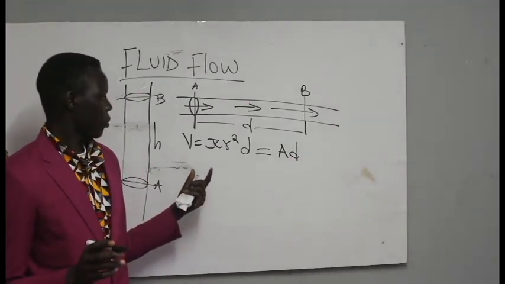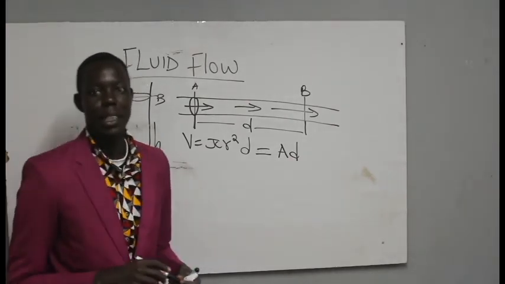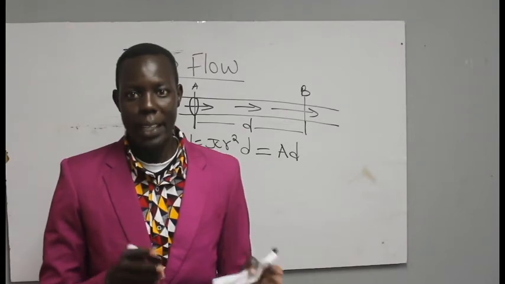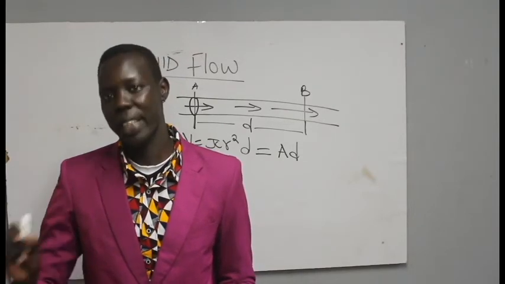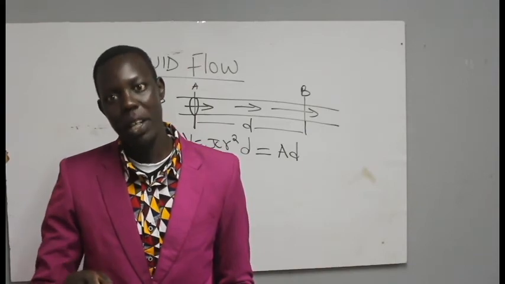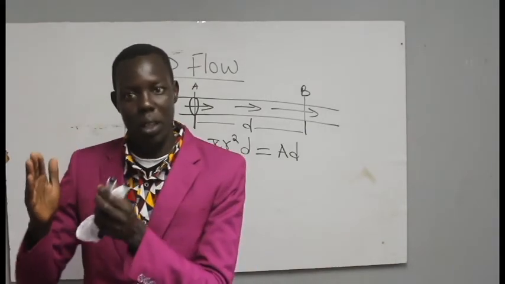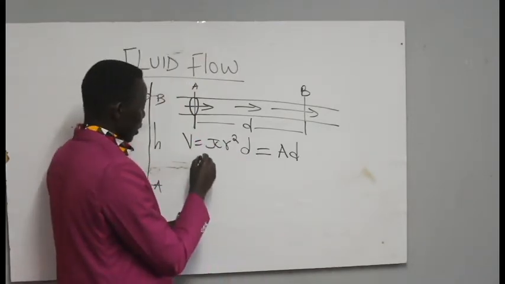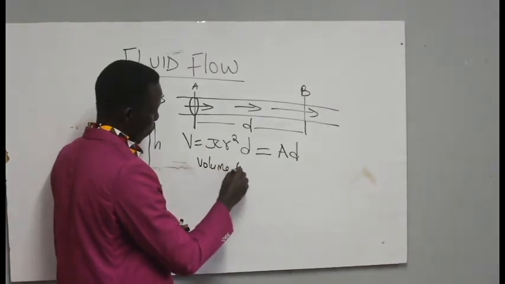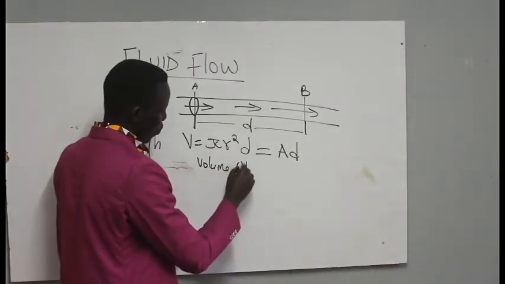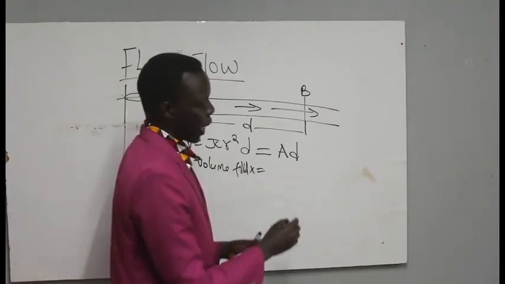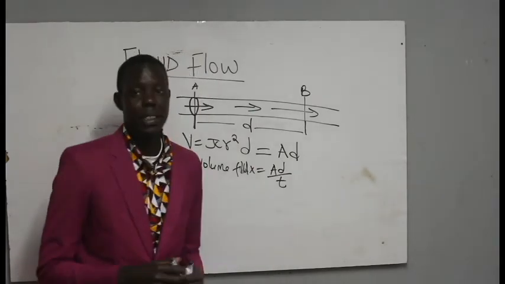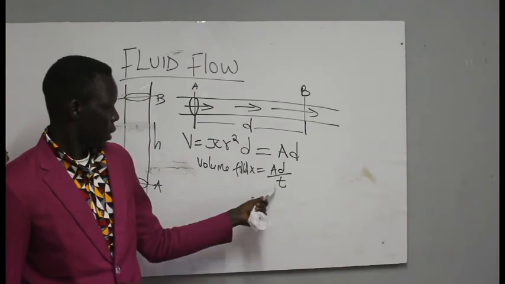Now, volume flux, from the definition I've just given, I said it is the volume of liquid that flows through a given section of the tube of flow per unit time. Per unit time means we have to divide by time to give us the volume in a unit time, or in 1 second, because the unit for time is second. So now, volume flux will be volume over time. That is AD over T. This is the volume flux.